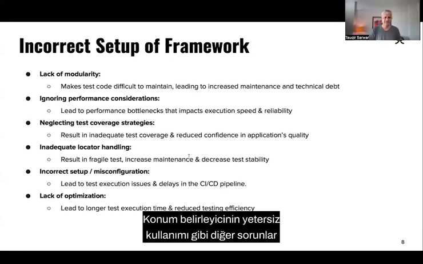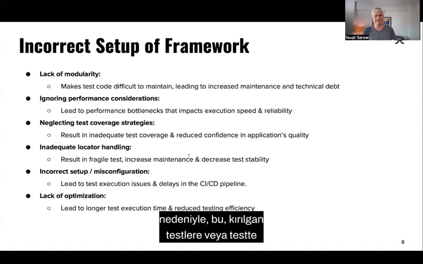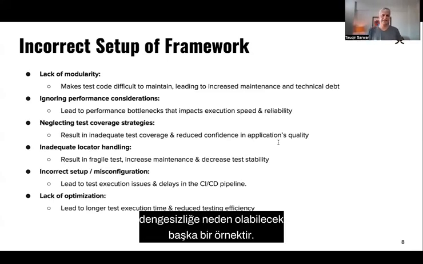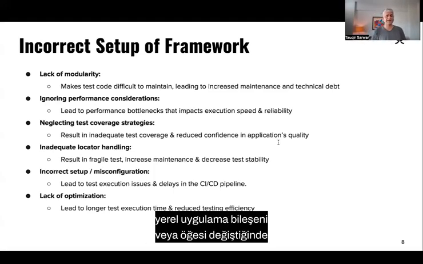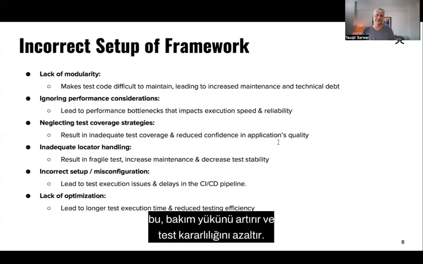Because of the other issues like inadequate handling of locators. This is another example that can result in fragile tests or flakiness, tests that break easily when the structure or layout of the web page is changed, or the native app component or element is changed. This increases maintenance overhead and decreases test stability itself.